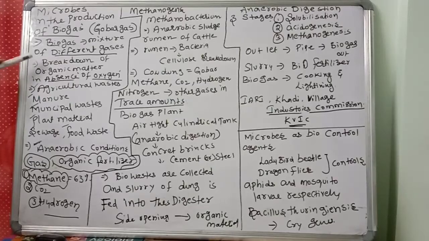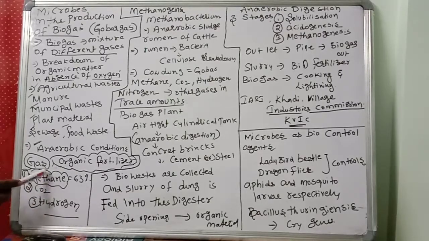Biogas production involves the breakdown of organic matter in the absence of oxygen. So what is the organic waste matter? Agriculture waste, manure, municipal waste, plant material, sewage and food waste we will use as organic matter, and this is an anaerobic condition. We will carry out the digestion process by using some microorganisms. After that we will get two important products, gas and organic fertilizer.